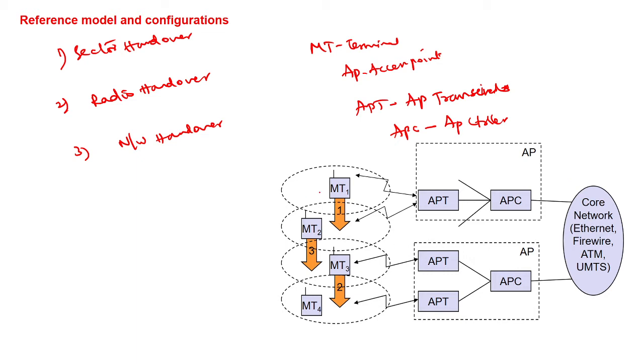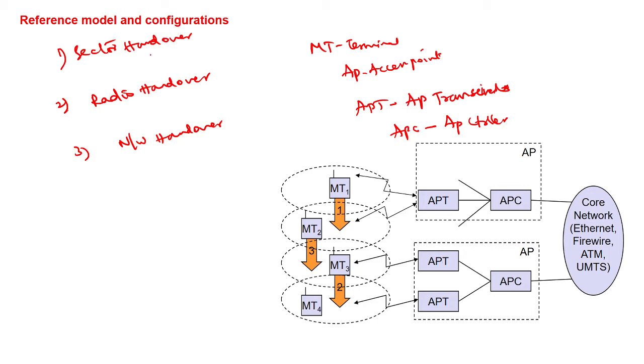MT1 is in the region of 1, and it is connected with respect to the access point terminal of the first AP. Whereas MT3 and MT4, these two mobile terminals, are connected with respect to the second access point. This is a different set of access point and different APTs, different access point transceivers.